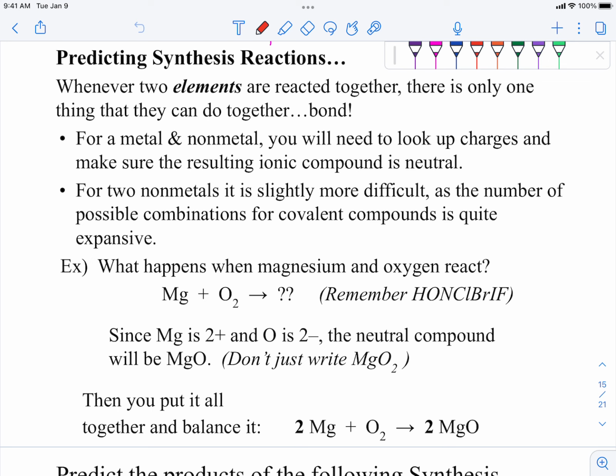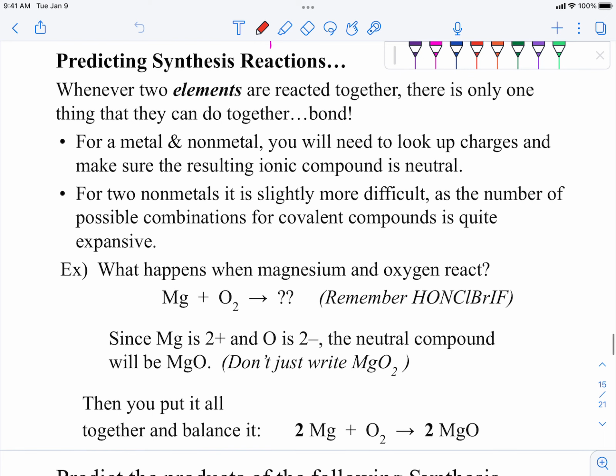All right, so last week we already went through how to predict a double replacement reaction. So we're going to learn how to predict the other types of reactions today. So, a synthesis reaction. Whenever two elements are reacted together, there's really only one thing that they can do.